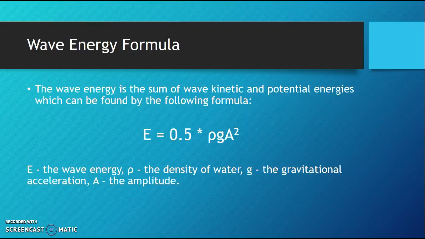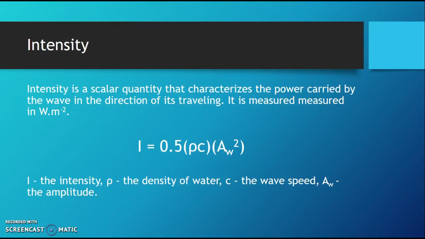The wave energy is the sum of wave kinetic and potential energies, which can be found by this formula, where E is the wave energy in joules, P is the density of water, G is the gravitational acceleration, and A is the amplitude. The intensity of the waves can be measured by the following formula, and it is a scalar quantity that characterizes the power carried by the wave in the direction of its travel. It is determined by wave amplitude, wave speed, water density, and wavelength, and measured in watts per square meter. So it can be found by the following formula, where I is the intensity, P is the density of water, C is the wave speed, and A is the amplitude.